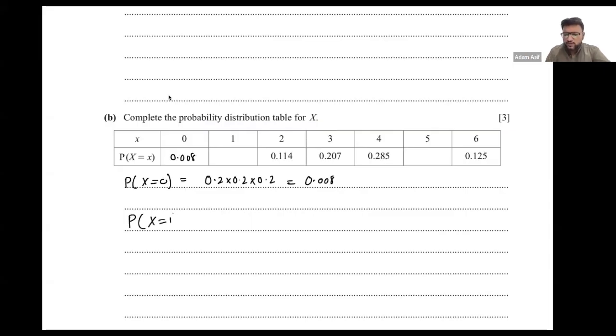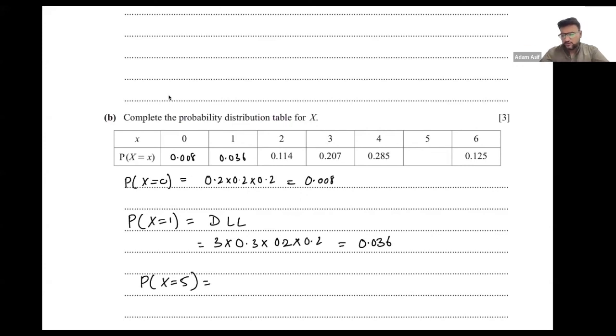Probability that his score is 1: 1 draw, 2 losses. So 0.3 into, what's the probability of a loss? 0.2 into 0.2. And how many possible combinations are there? 3. 0.036. 0.3 into 0.2 into 0.2, 0.2 into 0.2 is 0.04. Okay? 0.036.